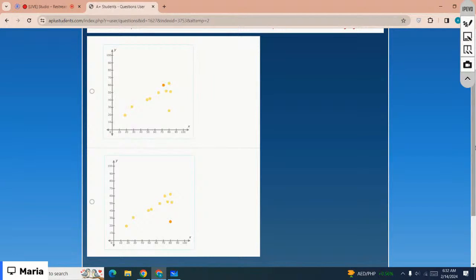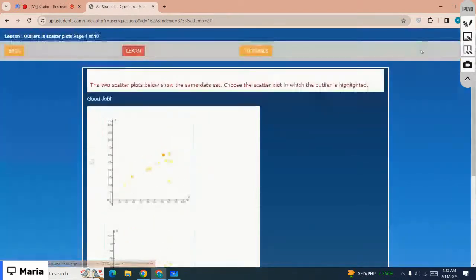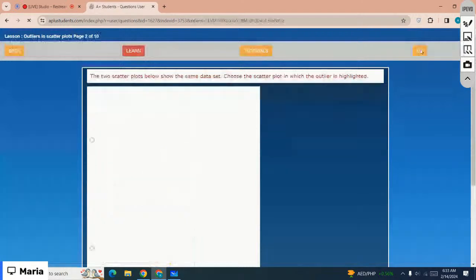Outlier is the number that is out of the range, right? That is the odd number according to the data, right? If it is too small or too big. So option number 2 is the correct option. You can see all the numbers are here, but the outlier is here. That is the smallest one out of all the numbers. So the second option is the correct option. Got it?